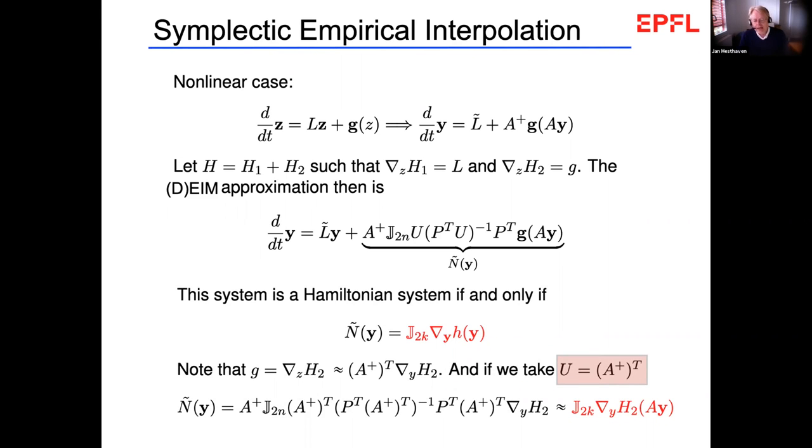Now you would like the nonlinear term also to have a Hamiltonian structure, and this you can do approximately. This is not exact, by choosing the space that you use to approximate the nonlinear terms exactly as written here. Okay. Now if you do that, then a lot of the algebra simplifies, but it's not exact.